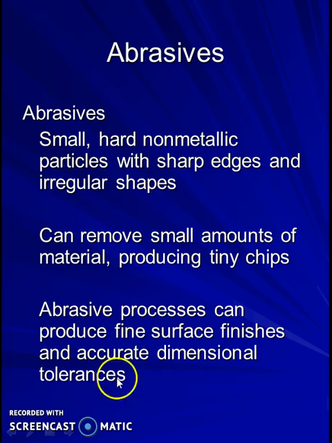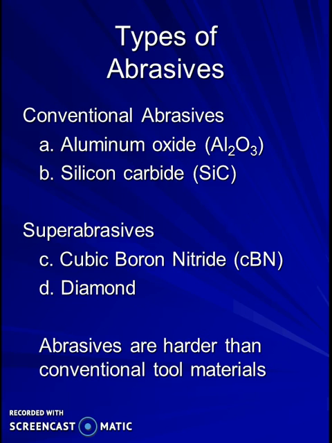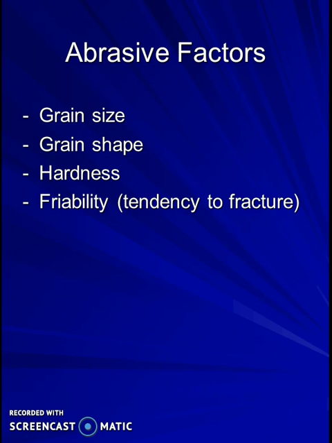In some cases, we don't need dimensional accuracy. Instead, we need a smoother surface finish. In such cases, this will be a helpful process. What are the types of abrasives? Conventional abrasives, for example aluminum oxide and silicon carbide. Super abrasives: cubic boron nitride and diamond. These abrasives are very much harder compared to conventional tool materials.